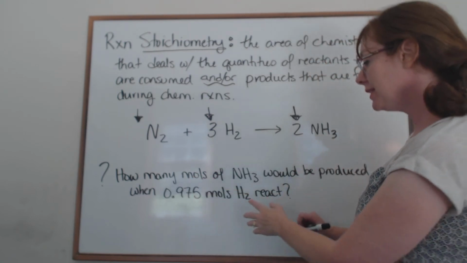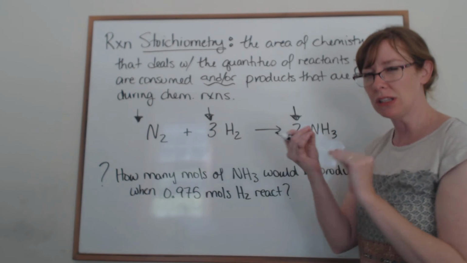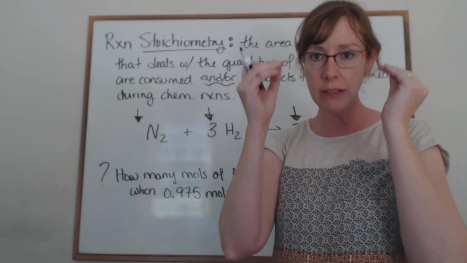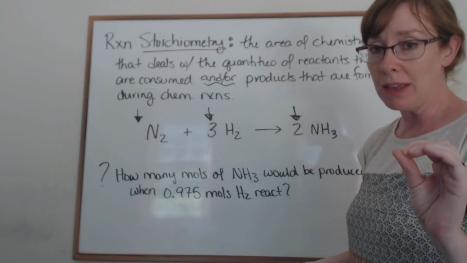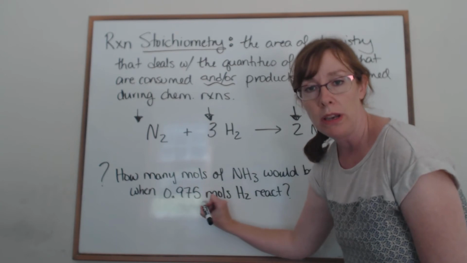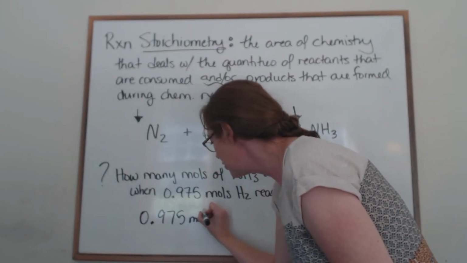And the species that I'm dealing with are H2 and NH3. See, this is a 3 and a 2, which is a little harder than a 1-to-2 ratio. It's a little bit more abstract. But you still solve the problem the exact same way. If you know how to do mole-to-mole ratios, it's not a hard thing to do. There's one number in the problem, 0.975 moles of H2.